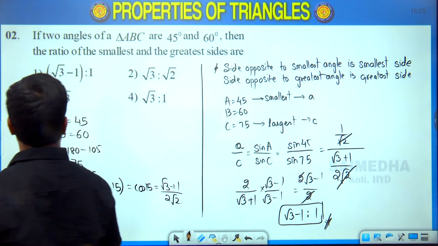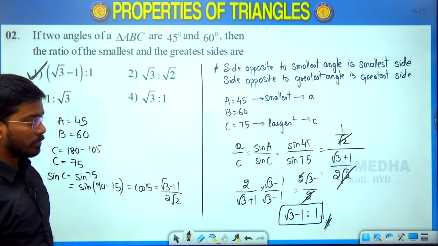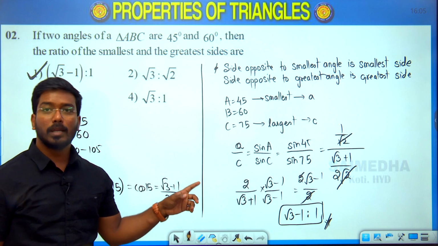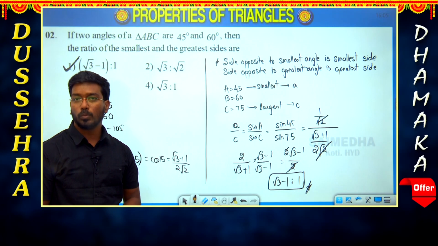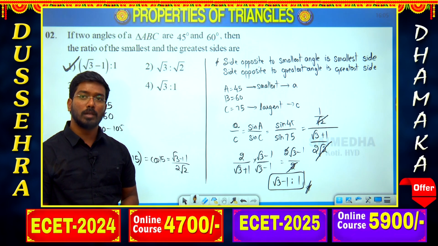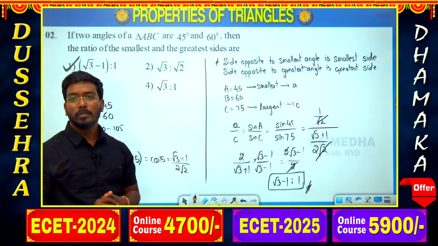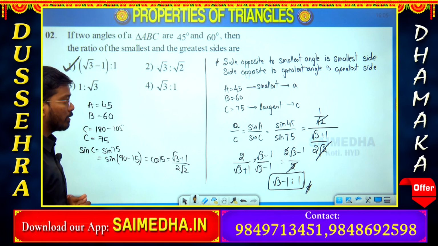So, based on the options provided, what is the correct answer now? Option 1 is going to become your correct answer. Again, what we need to analyze here is that the sum of angles in a triangle is equal to 180 degrees. Two angles are given, and the third angle you are going to find out with the sine rule formula, by making a ratio. The smallest side is opposite the smallest angle, and the greatest side is opposite the greatest angle.